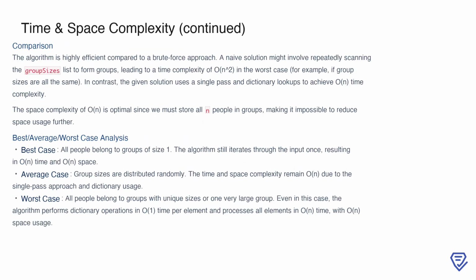The efficiency of this algorithm can be better understood by comparing it to a brute force approach. A naive solution might repeatedly scan the group sizes list to form groups, leading to a time complexity of O(n squared) in the worst-case scenario, such as when all group sizes are the same. In contrast, this algorithm achieves O(n) time complexity by making a single pass through the input and using dictionary lookups, which are O(1) operations. As for space complexity, the algorithm's O(n) usage is optimal because we must store all n people in groups, and it is not possible to reduce this requirement further.